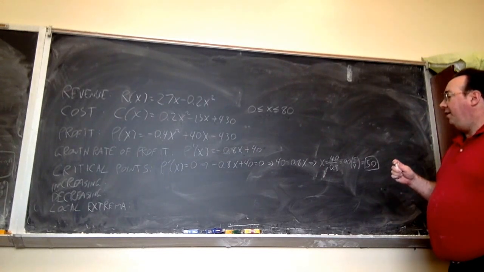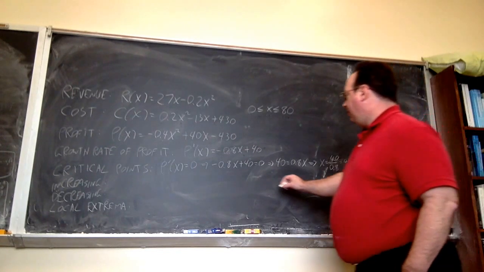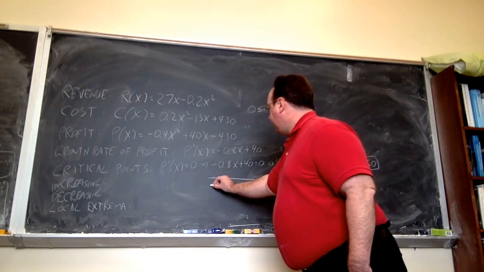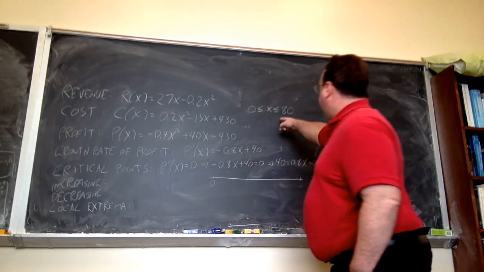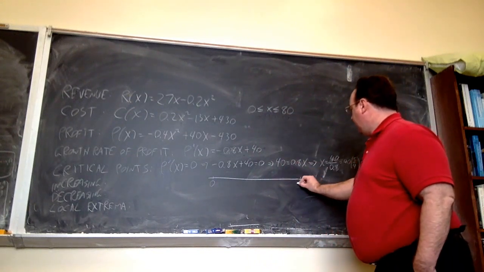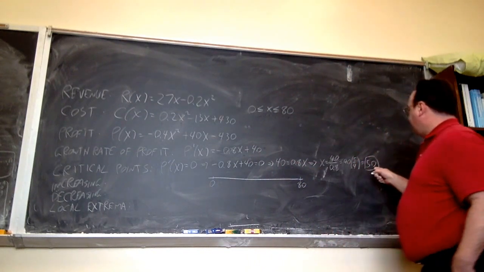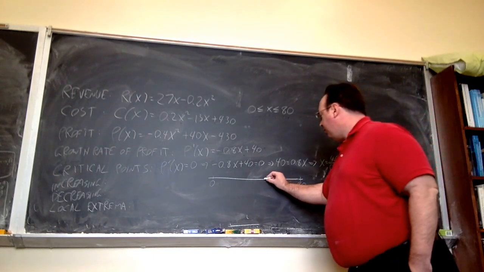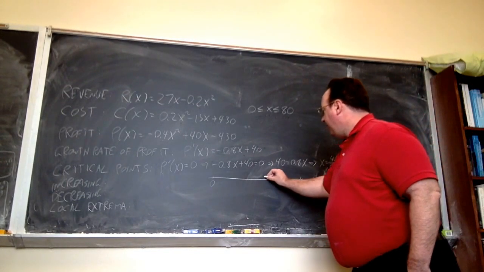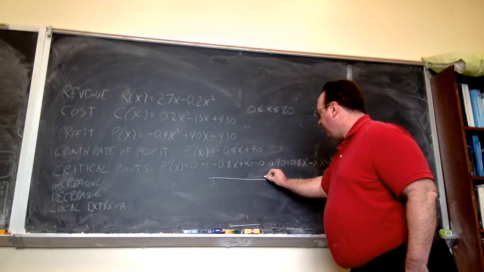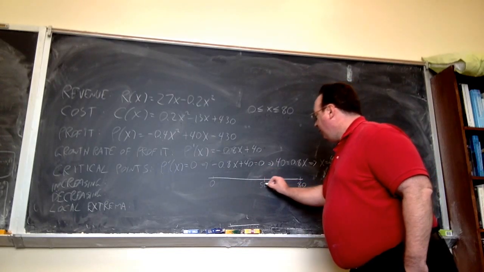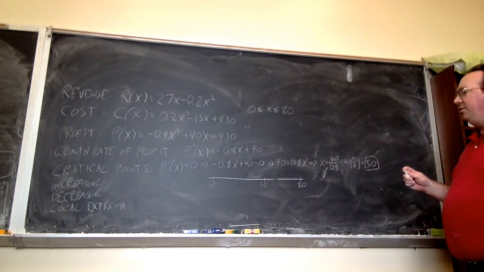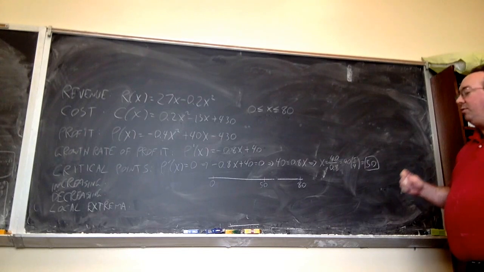Okay, now what we can do is divide the domain from 0 to 80 that we're given into two regions that are separated by the one critical point. So however many critical points you have, that will divide your real number line or your domain into that many regions plus 1. So on each of these regions, the profit function is either increasing or decreasing.